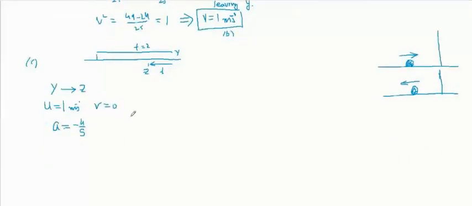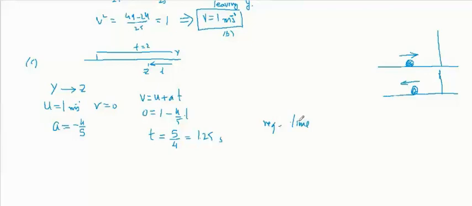So now the time will be v is equal to u plus at. So 0 is equal to 1 minus 4 over 5 t. So t is equal to 5 over 4, which is 1.25 seconds. So therefore the required time which they are asking to find, that is actually from point X till reaching Z, will be equal to 2 plus 1.25.